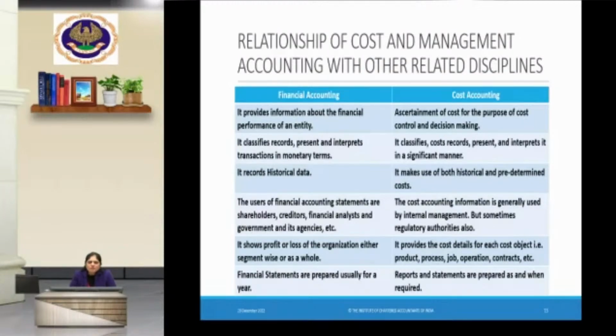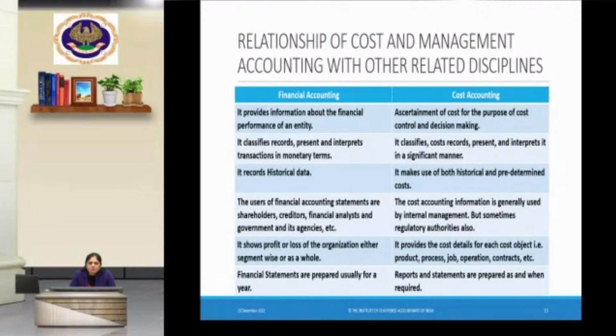The users of financial accounting statements are shareholders, creditors, financial analysts, governments, and agencies. Cost accounting information is generally used by internal management. That is a big difference. But sometimes regulatory authorities also. But financial accounting users are more external than internal, but cost accounting users are more internal than external, broadly.